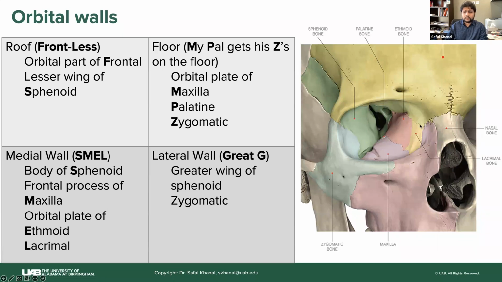The medial wall, you have your body of the sphenoid here, just inside, and then the frontal process of the maxilla. Here's your ethmoid bone here, and then your lacrimal bone. And the lateral wall is just 2 bones here, the greater wing of the sphenoid and the zygomatic bone. So if you try to keep this picture in mind, you can probably outline all the major landmarks of the orbital wall.